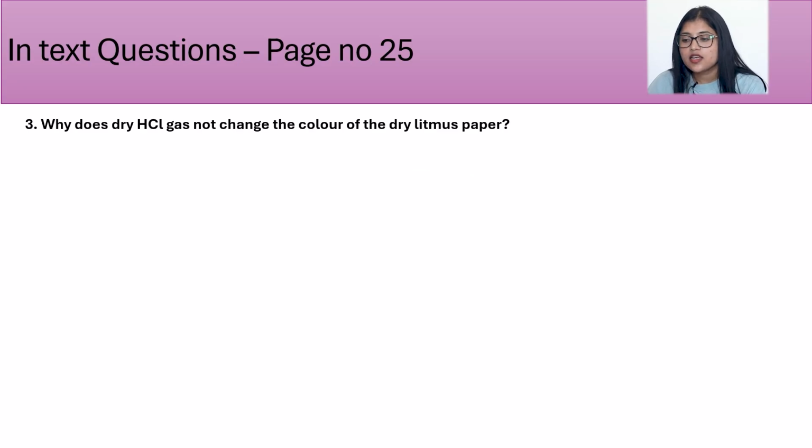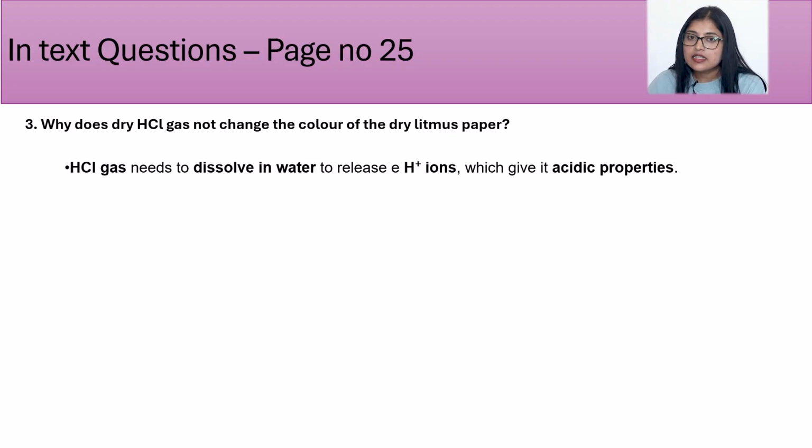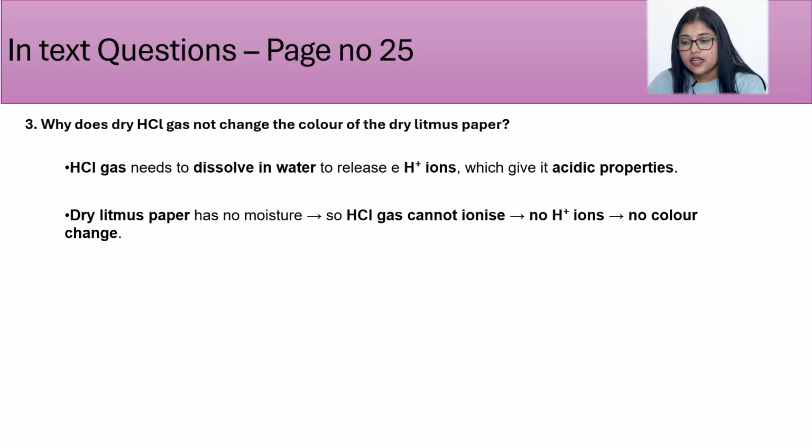Why does dry HCl gas not change the color of a dry litmus paper? We know that hydrochloric acid is an acid and it has to change the litmus paper, but this dry gas does not change the dry litmus paper because we need it to dissolve in water to release these H plus ions, which give it its acidic properties. Dry litmus paper does not have moisture, so HCl gas does not ionize, so no H plus ions, so no change in the color of the litmus paper.